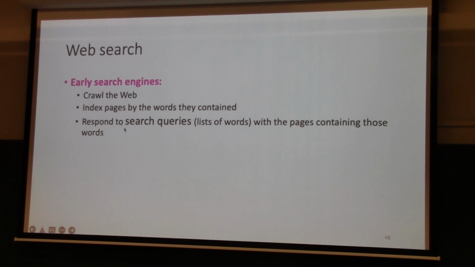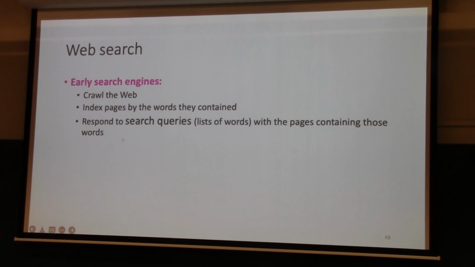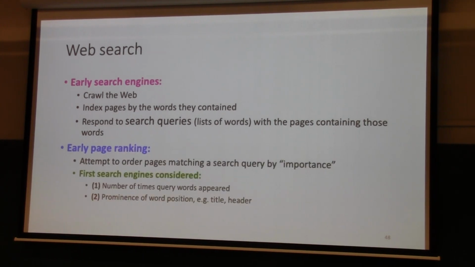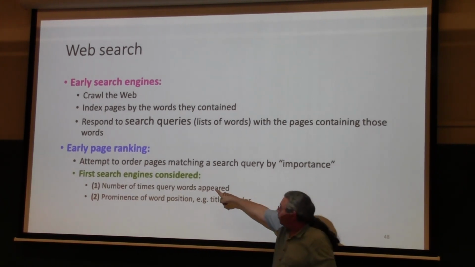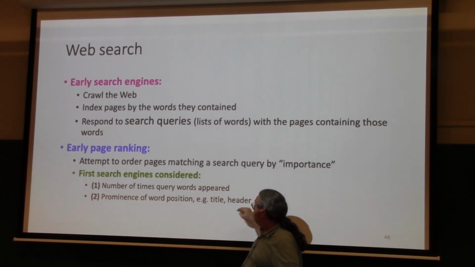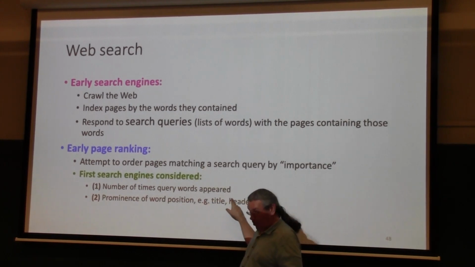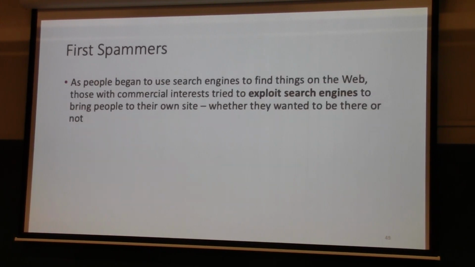How do you cheat on the web? In the early search engines, how did they work? They crawl the web, they look at all the pages, they index the pages, and they respond to queries, so there are pages containing words. That's in the olden days, before PageRank. That's very easy to cheat. How do you measure the importance? Well, in the early search engines, you look at how many times the words are there, or what is in the header. So of course it's very easy to cheat if you do that.